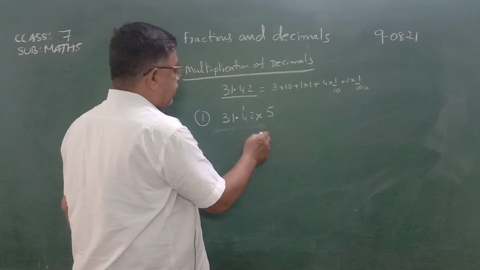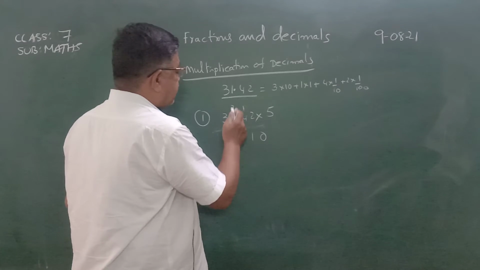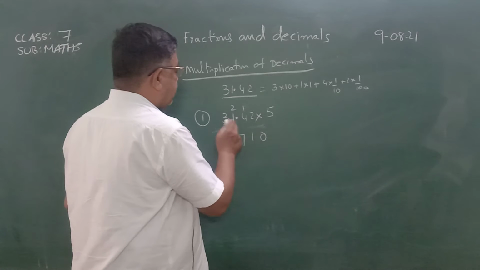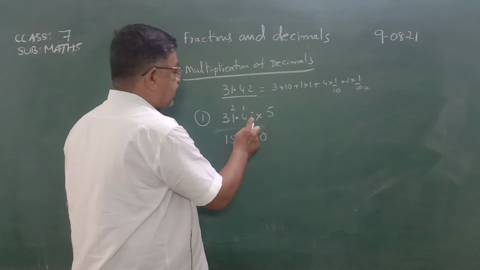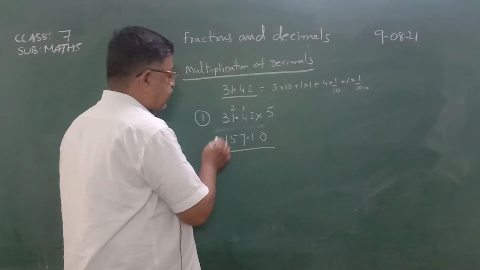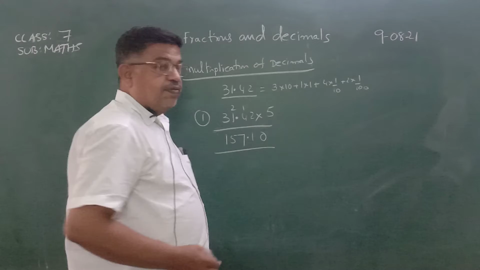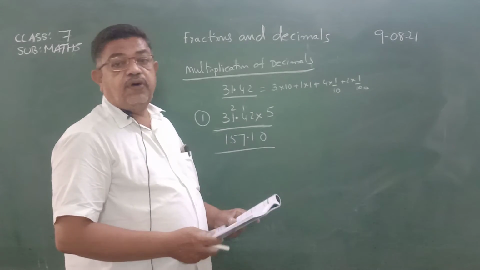5 2s are 10. 5 4s are 20 plus 1, 21. 5 1s are 5 plus 2, 7. 5 3s are 15. Now if you count the number of decimals here, there are 2 decimal places, so you start from here, count 2 decimal places and place the point. Therefore it is 157.10.